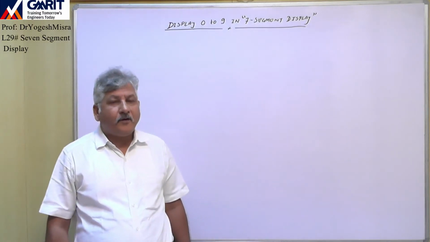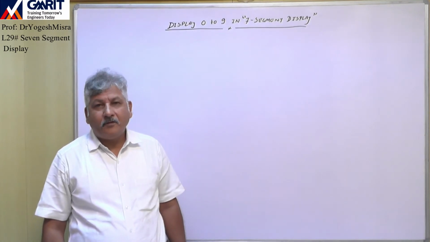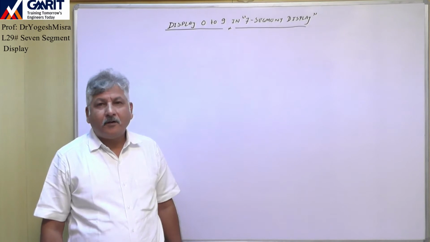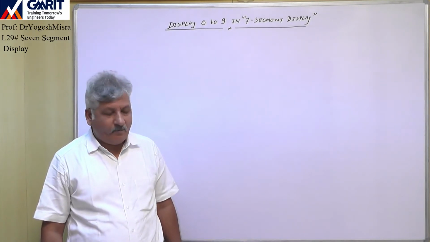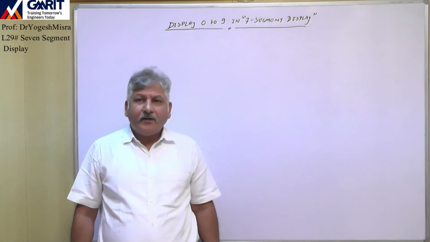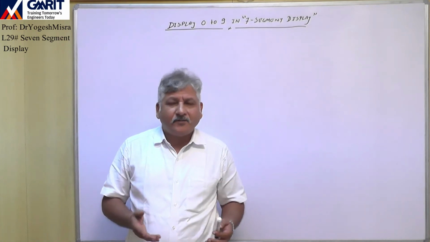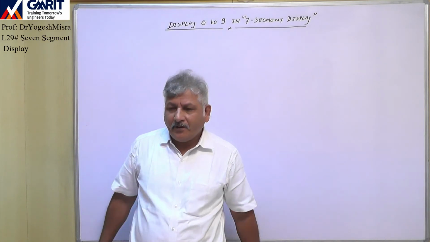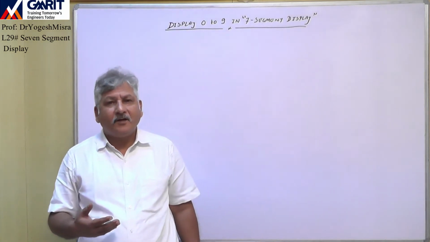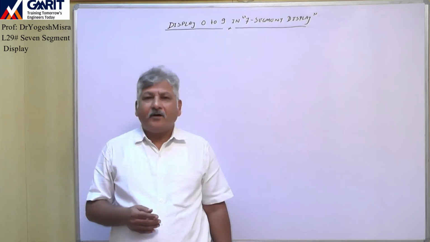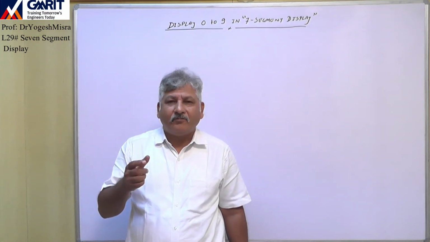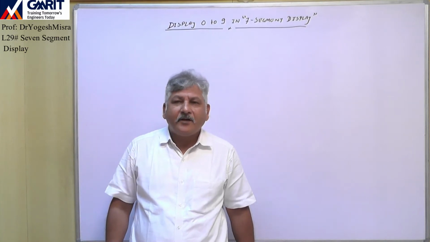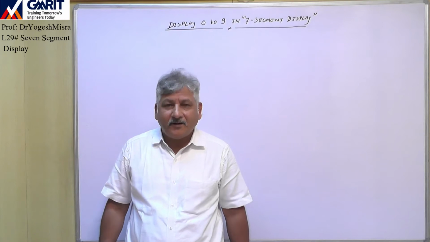So today we are going to discuss the display of numbers from 0 to 9 through one 7 segment display. 7 segment displays are commonly seen in all electronic gadgets. Suppose we are using the lift, then in the lift, to display the floor 0, 1, 2, 3 like this, a 7 segment display is there. Even in an air conditioner we find a 7 segment display.